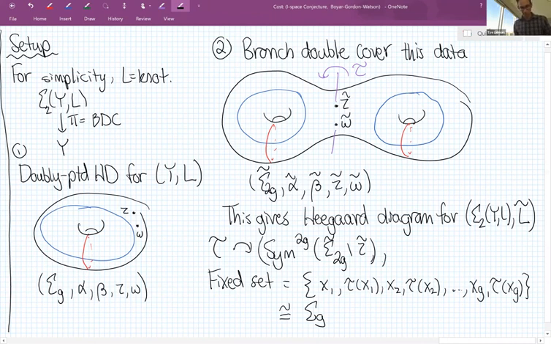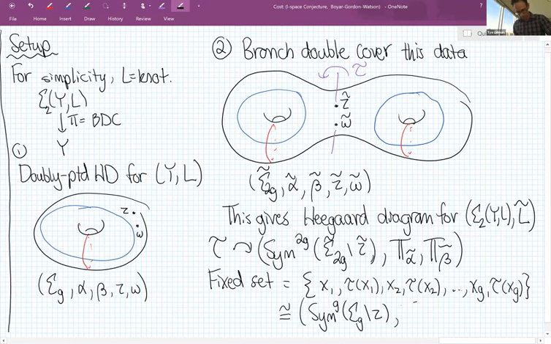And if you also look, tau acts on the Lagrangian tori as well, and the fixed sets will correspond to the data for the original three-manifold. So we'll get Sym^G of Sigma_G minus Z, T_alpha, T_beta. It's not these on the nose as sets, but they're diffeomorphic, or symplectomorphic, to these with some suitable choices.